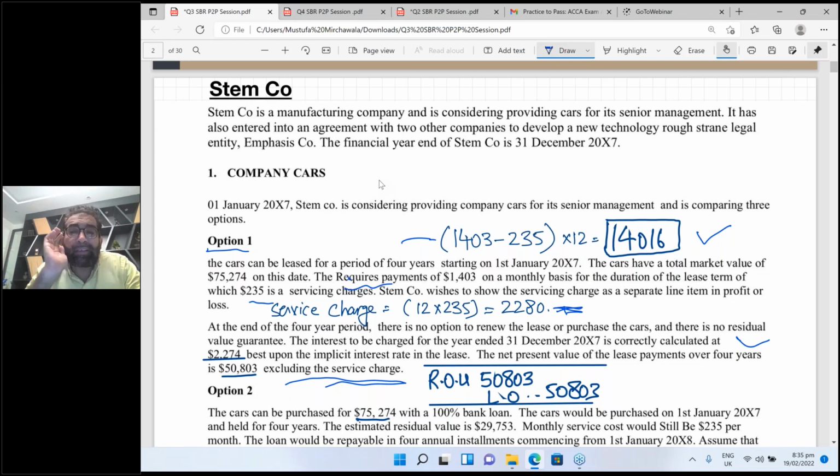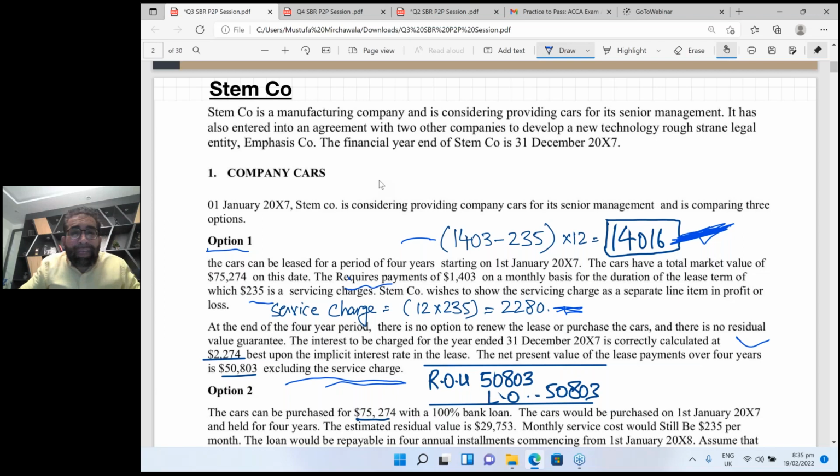Now, can anybody tell me how much actual pure lease rentals we will pay this year? It will be 14016. Now, we just calculated, listen.